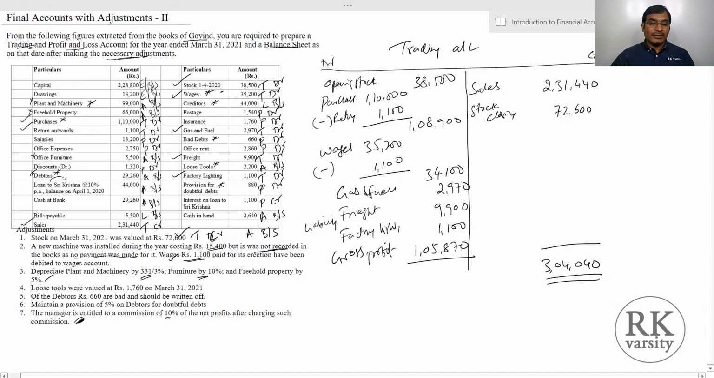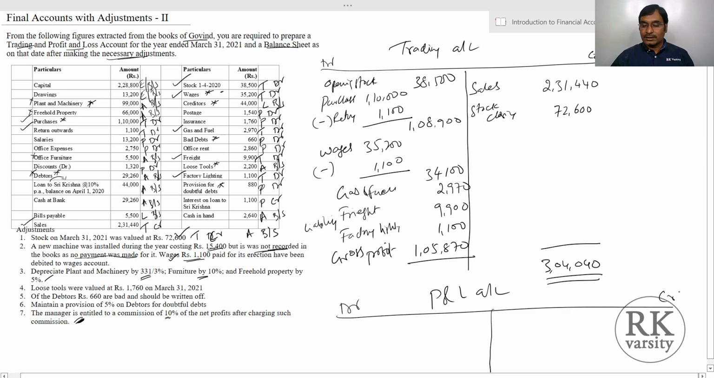Now from this gross profit we'll calculate our profit and loss account. So again, first is your debit side and credit side. We'll bring our gross profit here. So gross profit equals 1,05,870. And look at the credit side. In the profit and loss account credit side we have interest on loan. This is 1,100. Now here the loan to Sri Krishna is at 10% and the loan lent is 44,000. So 44,000 is the loan and on this, 10%.